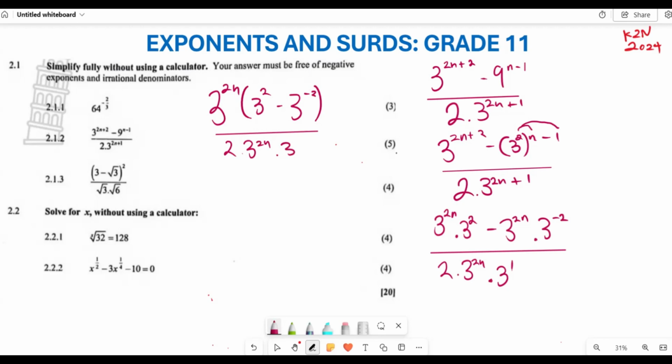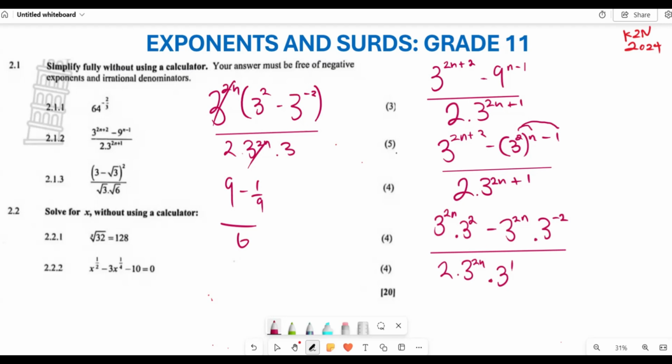Are we together? Now, these and these are going to cancel. 2 multiplied by 3, this is 6. So what is the numerator that I'm going to get here? Remember, 3 squared is the same as 9, subtract 1 over 9, divided by 6. Now, 9 subtract 1 over 9, can you see that this is going to be the same as 8 over 9, if I'm not mistaken?